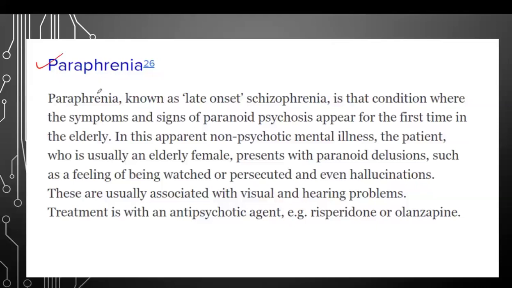There is a term called paraphrenia. Paraphrenia is also known as late onset schizophrenia. So if a patient develops features of paranoid psychosis for the first time as an elderly patient, so the patient never had schizophrenia, and now the patient is 70 years old and suddenly started to have paranoid psychosis, that means they are suspicious, they feel that everyone is trying to murder them. Okay, so that's what we call paraphrenia. And for that patient, you will need to start antipsychotic medication.